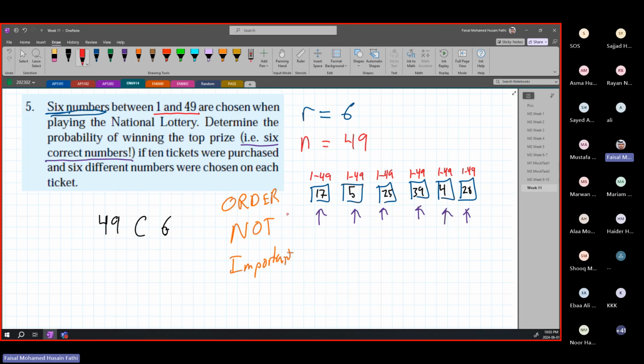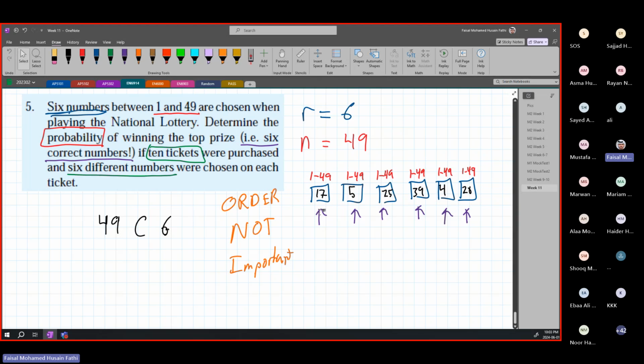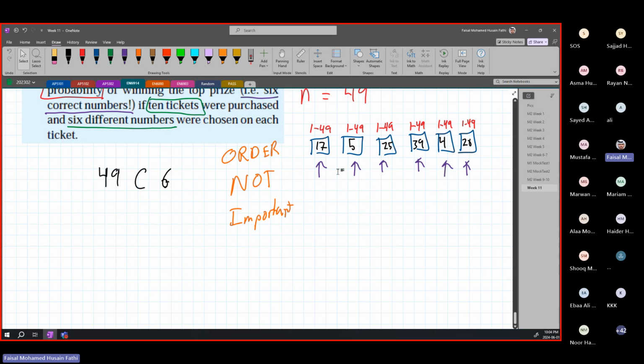The question didn't say what are the chances of winning numbers or how many winning numbers can you choose. It said determine the probability of winning the top prize if 10 tickets were purchased. All right. So if 10 tickets were purchased and 6 different numbers were chosen at each ticket, meaning he put numbers that are all different from each other. He never repeated the same number twice, obviously, because he wants the biggest chance of winning. Okay, so if he purchased this first number, now we basically have 6 tickets of these.